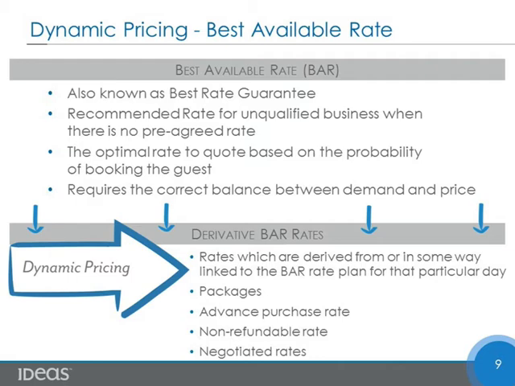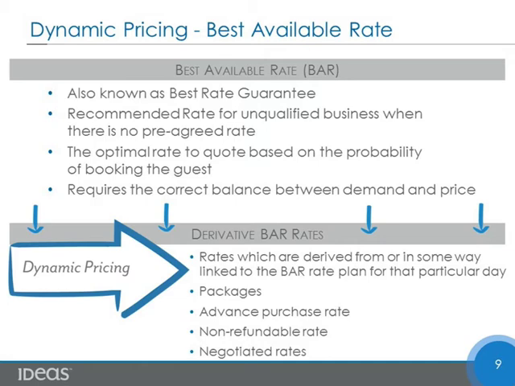The answer is, the cheaper rate you get always comes with fences or restrictions. Best available rate is a recommended rate for customers who do not have a pre-contracted rate and are not qualified for those discounts at that time, and it always comes with flexible cancellation policies.